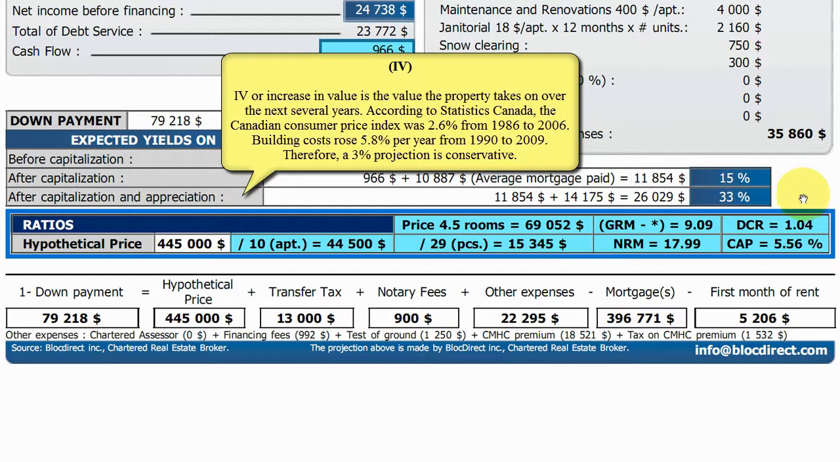Note, IV, or increase in value, is the value the property takes on over the next several years. According to Statistics Canada, the Canadian Consumer Price Index was 2.6% from 1986 to 2006. Building costs rose 5.8% per year from 1990 to 2009. Therefore, a 3% projection is conservative.